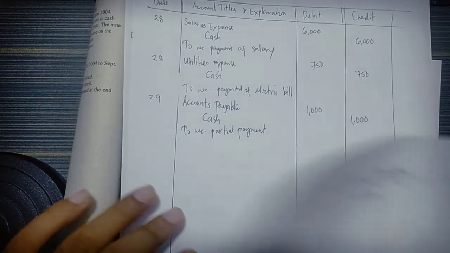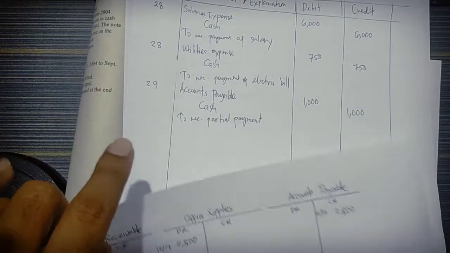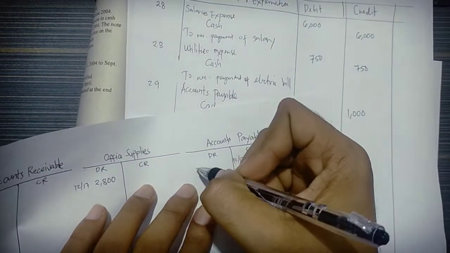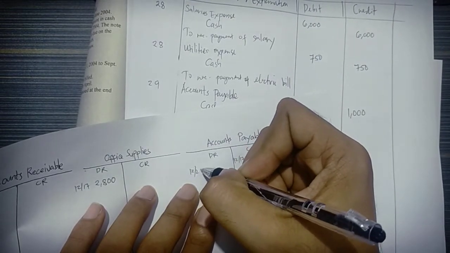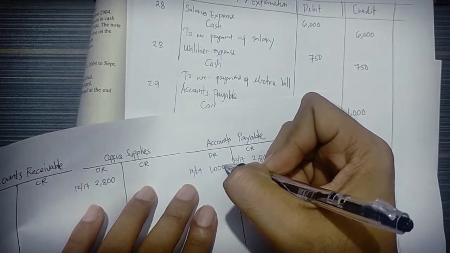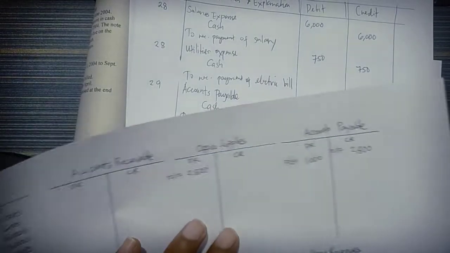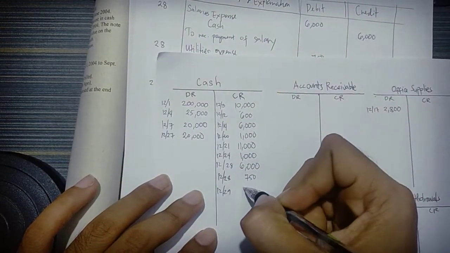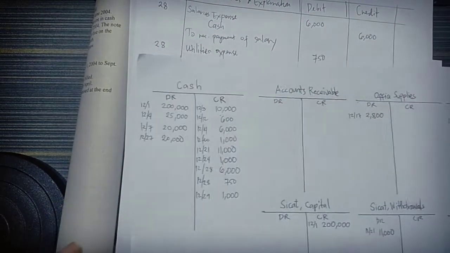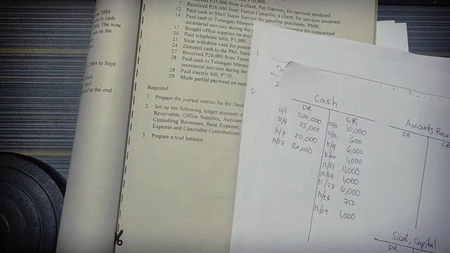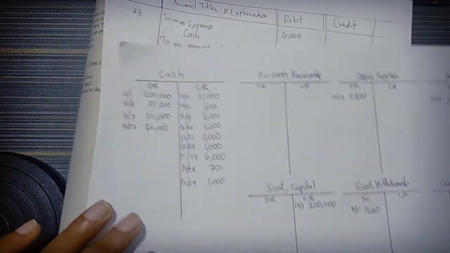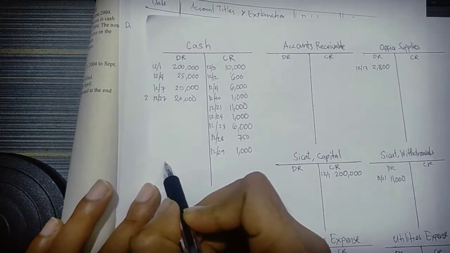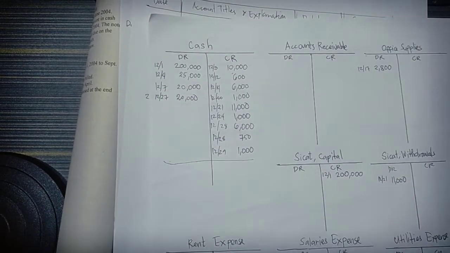Then reflect here, accounts payable, debit side. Look at the credit side, so it is reduced because we have paid. So this is on December 29, 1,000. Then credit cash 1,000 also. Okay, so that's for our journal entries, and of course in our T accounts, we will total them.